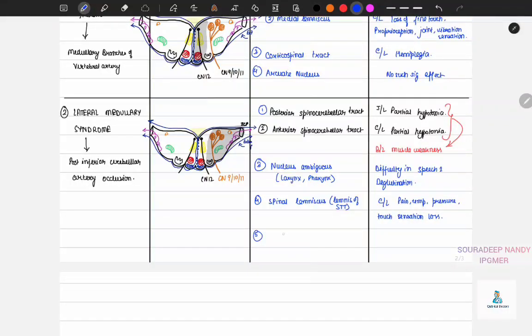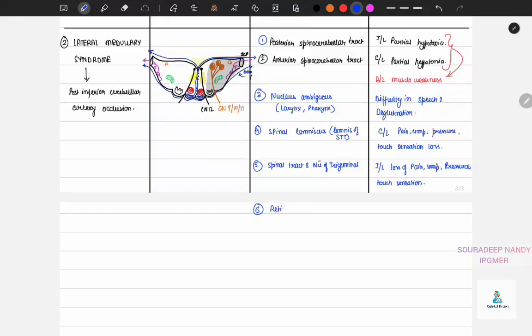Number 5, there is the spinal tract and nucleus of trigeminal. So this will lead to ipsilateral loss of pain, temperature, pressure, and touch sensation. And last but not the least, there will be damage to the reticular formation, which controls the sympathetic activity of the head and neck. So there will be Horner's syndrome. If the sympathetic activity is compromised, it will lead to ptosis, miosis, and anhidrosis, etc.